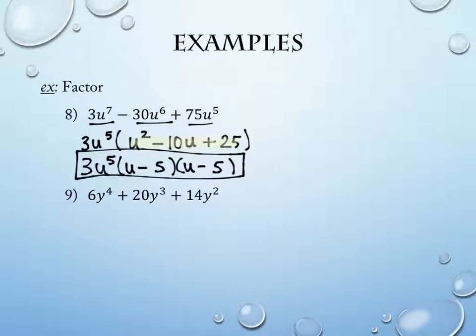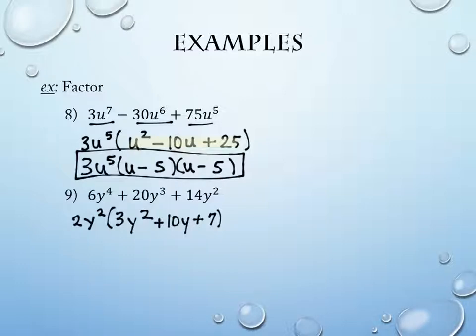All right, next one. GCFs. What do they have in common? A 2 and a y squared. Right. So if I take the 6y to the 4th and I take out 2y squared, what am I left with? 3y squared. So it's not a coefficient of 1. That's kind of a bummer. How about the 20y cubed? 10y. And the 14y squared? 7. Just 7. No y's on that one.